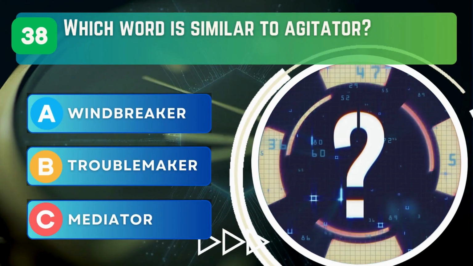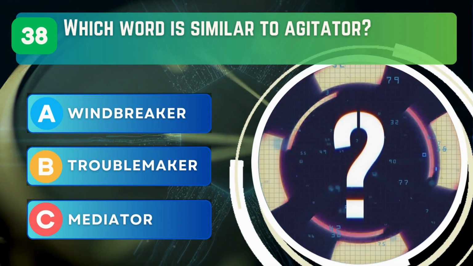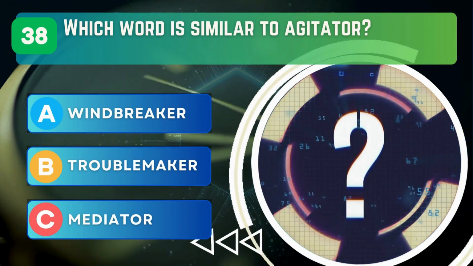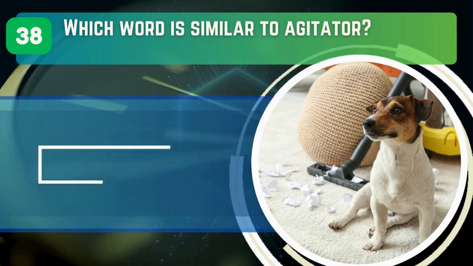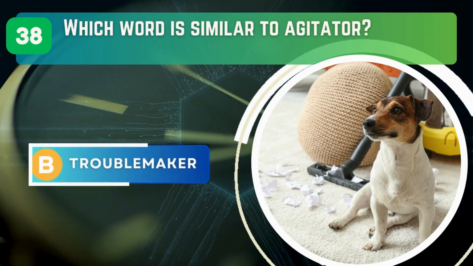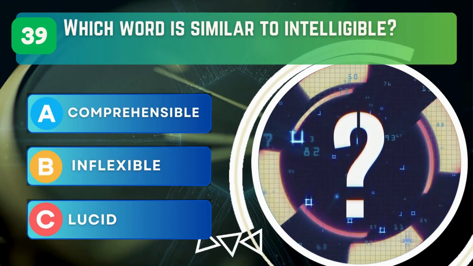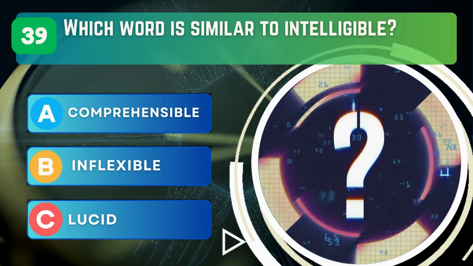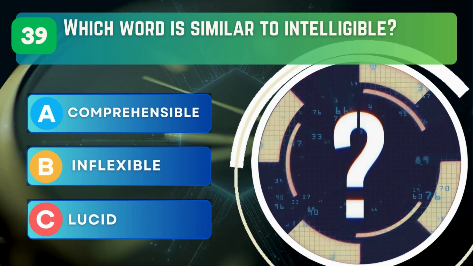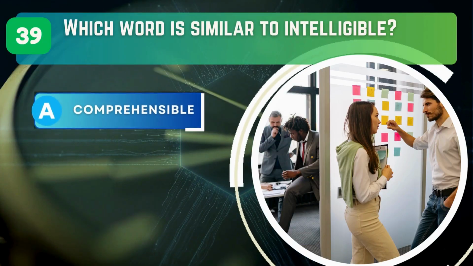Which word is similar to agitator? Troublemaker. Which word is similar to intelligible? Comprehensible.